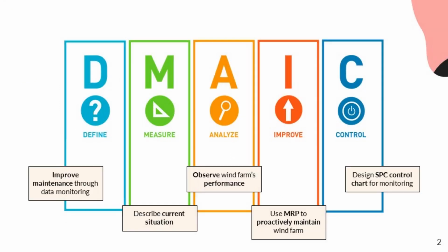Let's get started. To better organize the work and summarize the results of this project, we'll start with the DMAIC process, which stands for Define, Measure, Analyze, Improve, and Control. The DMAIC process is a data-driven quality strategy used for improving processes. In our case, we define the objective of our project as improving maintenance through data monitoring.